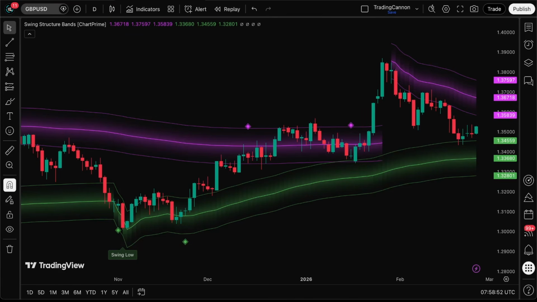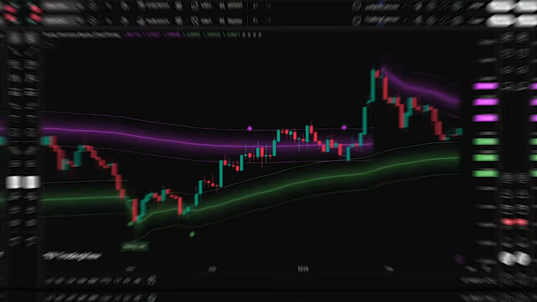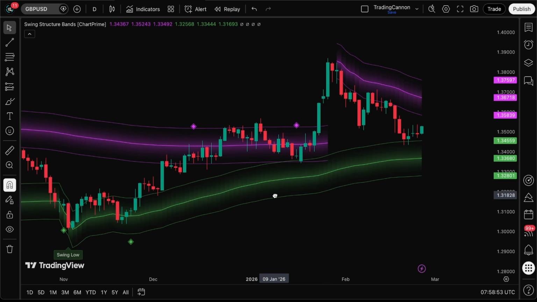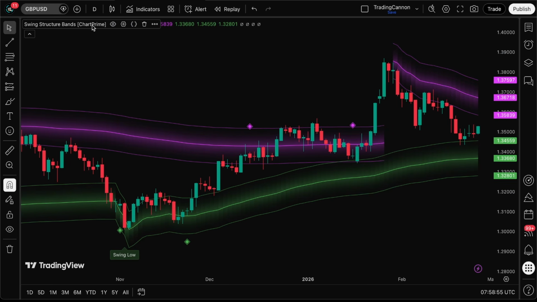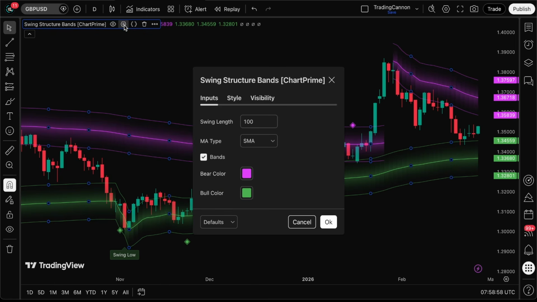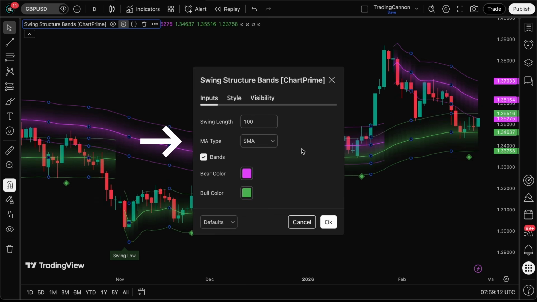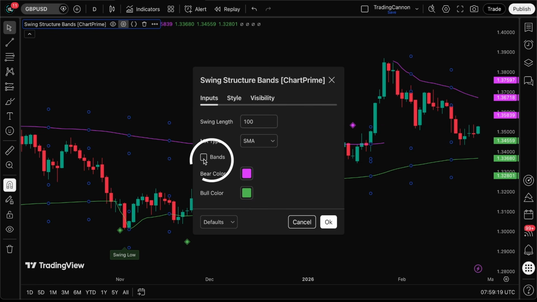How to set up now? With the indicator added, let's customize it for optimal use. Double-click the indicator name on your chart or click the gear icon to open settings. Start with the swing length. I recommend 100 bars, shorter for lower time frames like 15-minute charts, longer for daily to catch bigger swings. Moving average type. Go with EMA for a responsive feel, but try SMA if you want something smoother. Bands. Make sure it's enabled. Done.